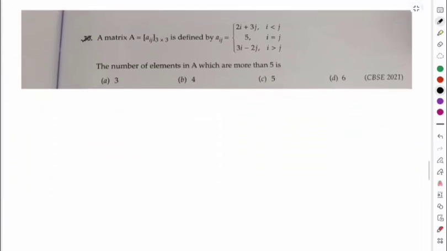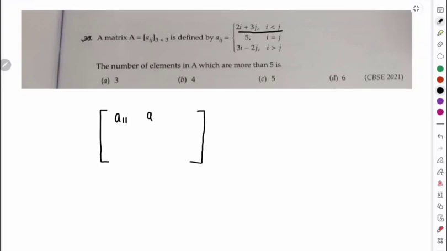Next you have a matrix A, which is Aij, 3 by 3. It's defined like this. The number of elements in A which are more than 5. Okay, so 3 by 3 matrix. Now let us figure out this is the thing which they've given when i is less than j.